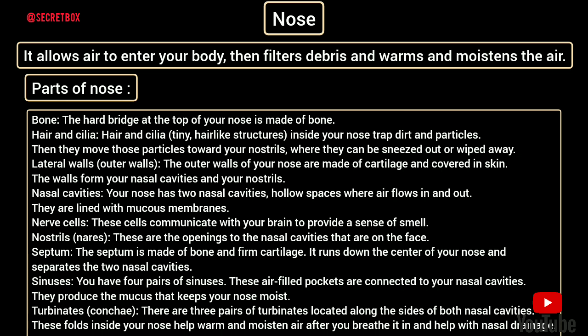Sinuses. You have 4 pairs of sinuses. These air-filled pockets are connected to your nasal cavities. They produce the mucus that keeps your nose moist.